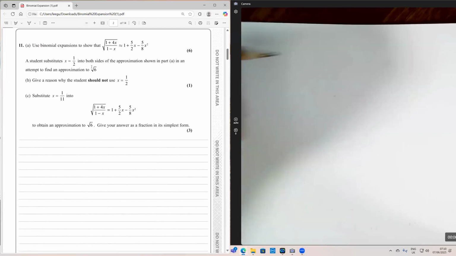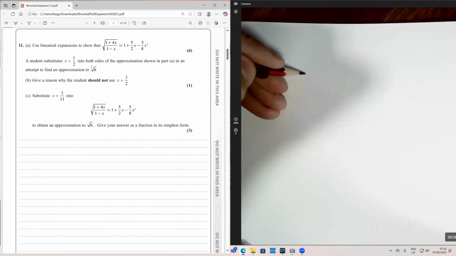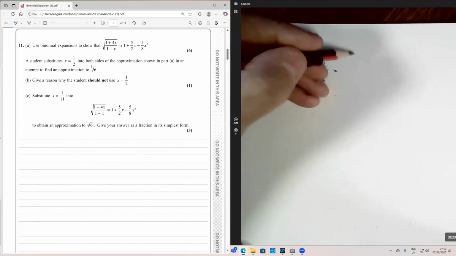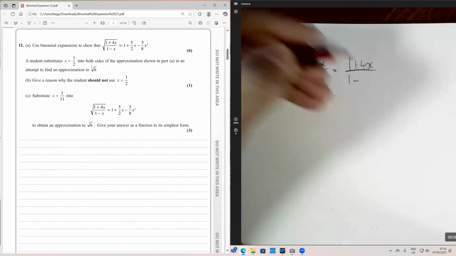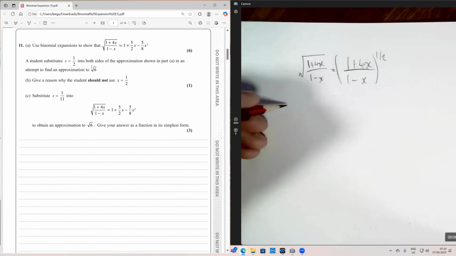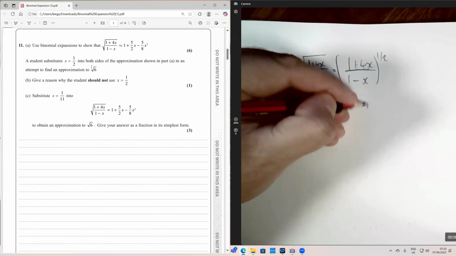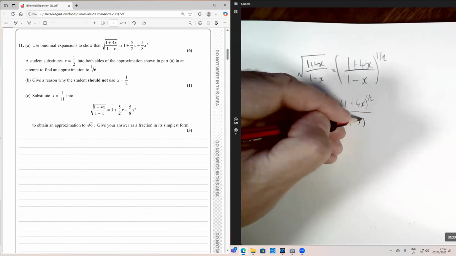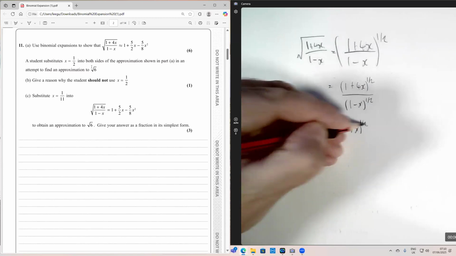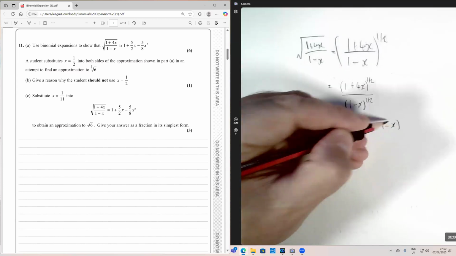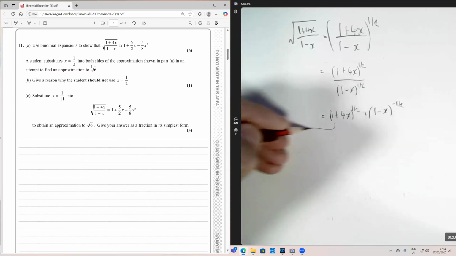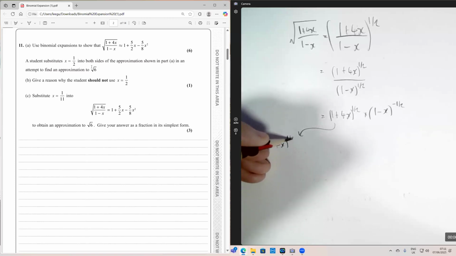Now, first of all, we're going to use the laws of indices to write it slightly differently. So we have the square root of 1 add 4x over 1 minus x, which is going to equal 1 add 4x over 1 minus x, all to the power of a half. Then we can break that down further into 1 add 4x to the half over 1 minus x to the half. This is the same as 1 add 4x to the power of a half multiplied by 1 minus x to the power of minus a half. So we've just used the laws of indices to break it down. Let's deal with them both separately. Let's deal with 1 add 4x to the power of a half first.